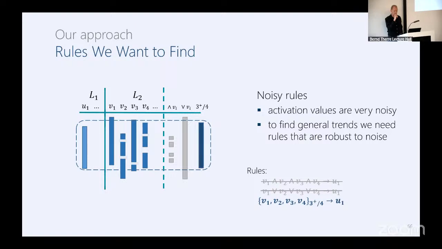But with noisy rules, we also have another question that we need to answer. So here, these neurons, V1, 2, 3, 4, right? I mean, they have a very noisy relationship with U1. How many of those do we want to have that are on, right? So how many of these neurons do we want to see to be active before we say like, okay, now we would also expect U1 to be active. All 4? No, that's too restrictive. 3 out of 4? 2 out of 4? 1 out of 4?